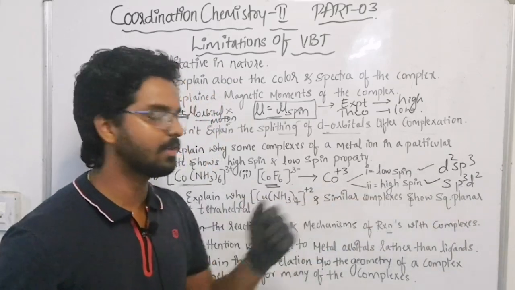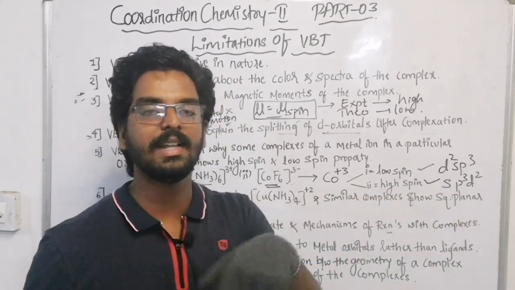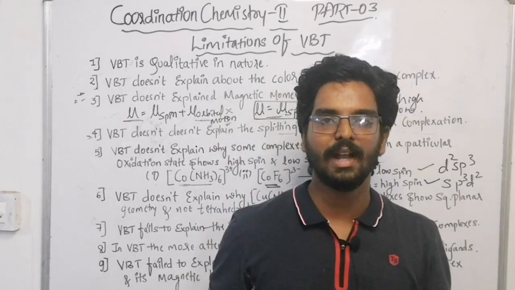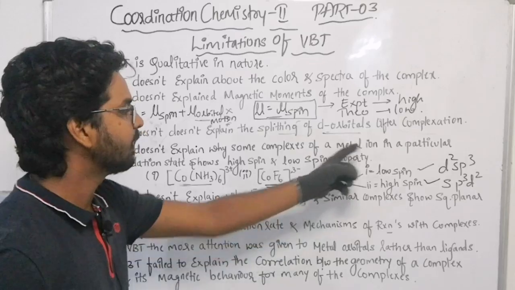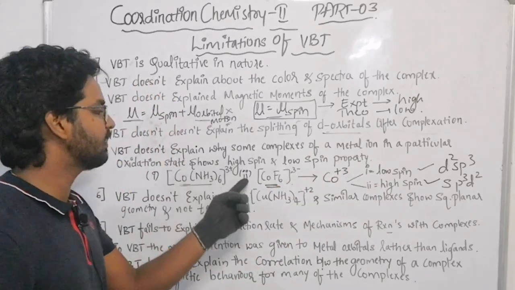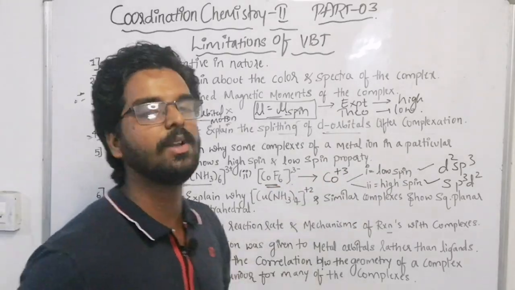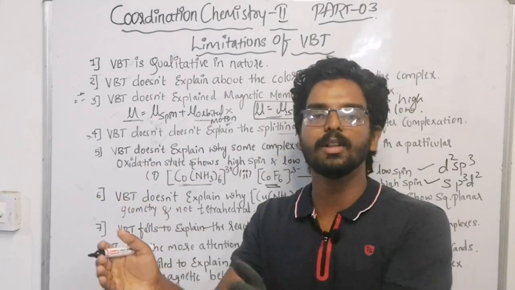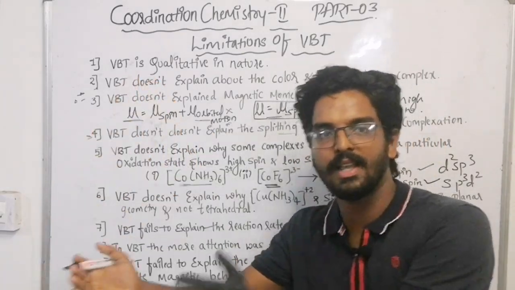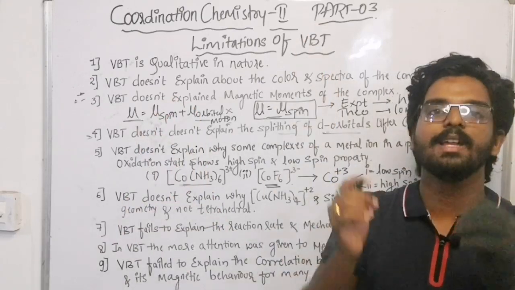So these things were there. Since VBT didn't explain anything about the type of the ligand, it was confusing whether the metal ion in a particular oxidation state shows high spin or low spin. We came to know about ligands later. Later we got to know that these ligands come under strong field ligands and these ligands come under weak field ligands.